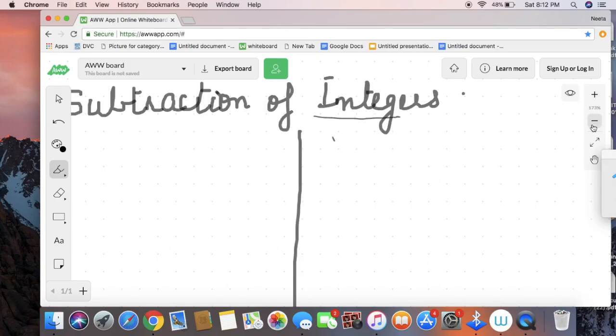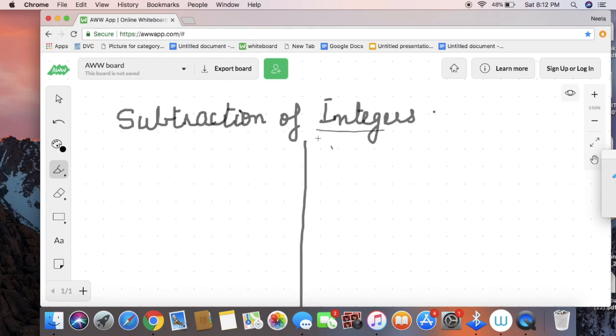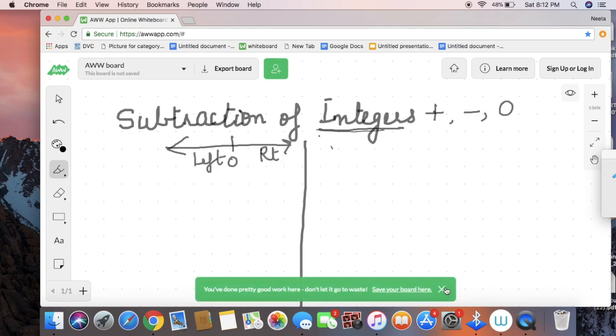Today I am going to explain two questions on subtraction of integers. My first question is, what is an integer? It is a whole number, not a fractional number, that can be positive, negative or zero. How do we represent these integers on a number line? The right of 0 we take for positive integers, and the left would be negative.